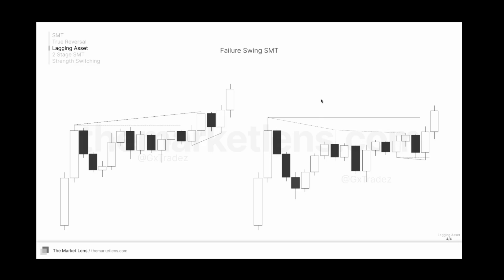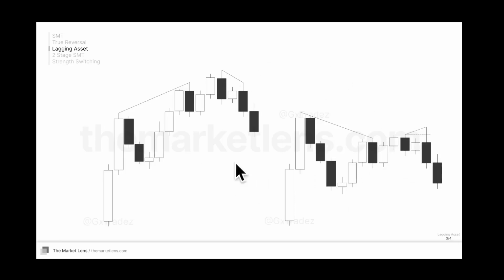Now here are some forms of SMT that I don't deem to be high probability. It's when both assets have failure swings, and one asset sweeps those failure swings, while the asset that doesn't is very close to those failure swings. It's almost creating equal highs. I will never trust this as an SMT. It's generally always going to fail, especially if this asset fails to reverse from here. But even if we do have some sort of expansion lower or price does trade lower, it's generally going to be for the short term, just like this. It's going to be for the short term, and this is something you have to understand.